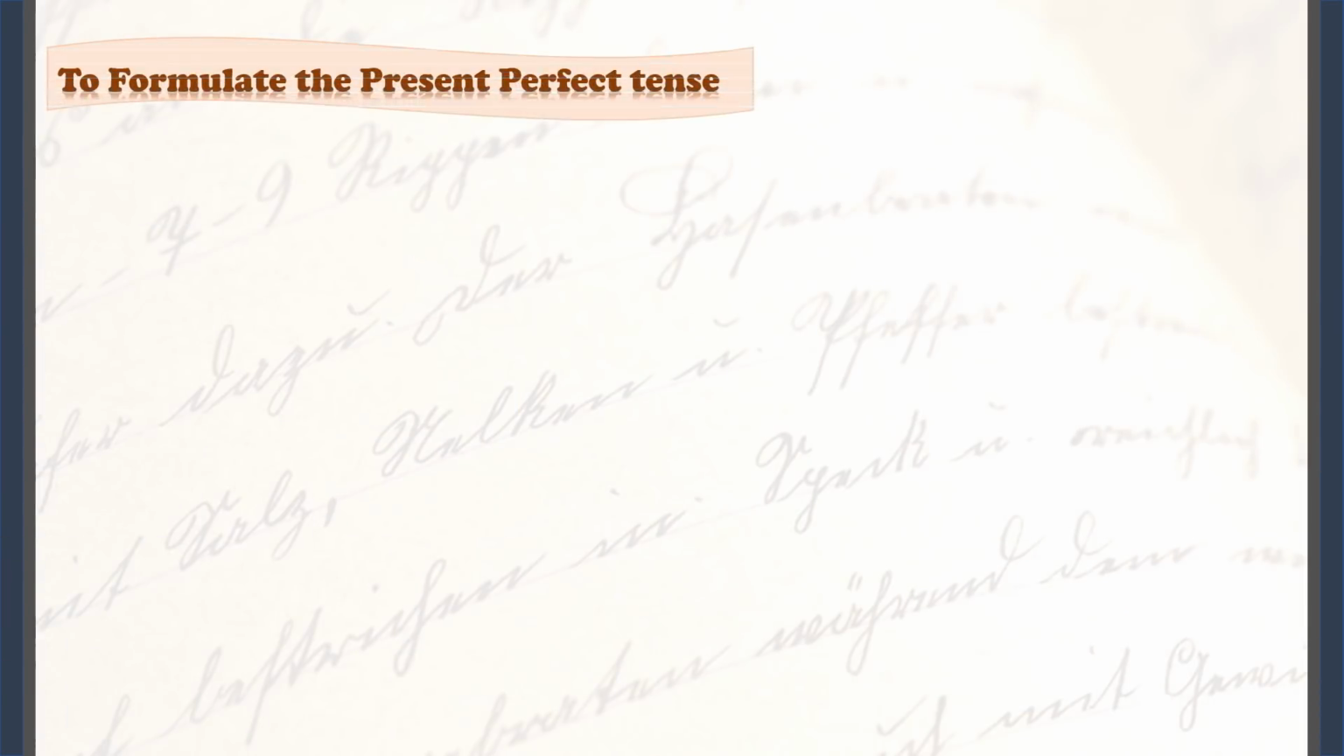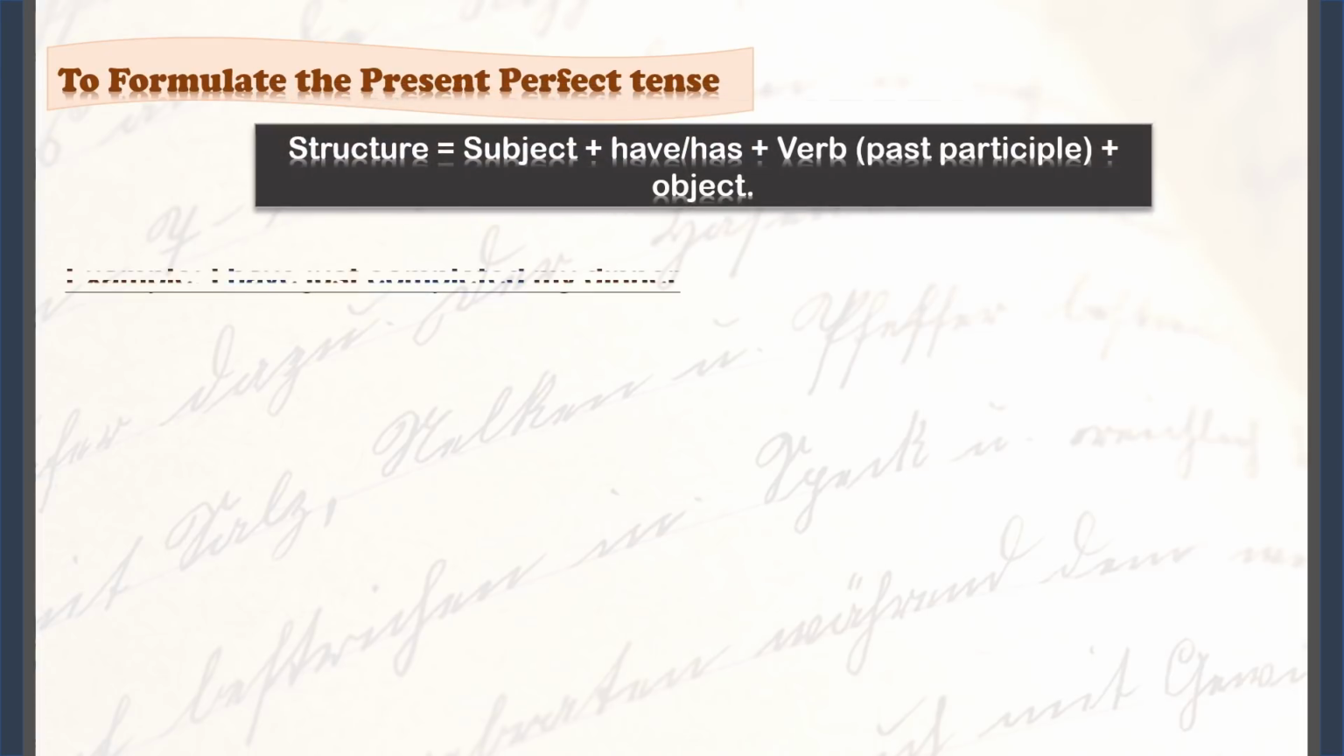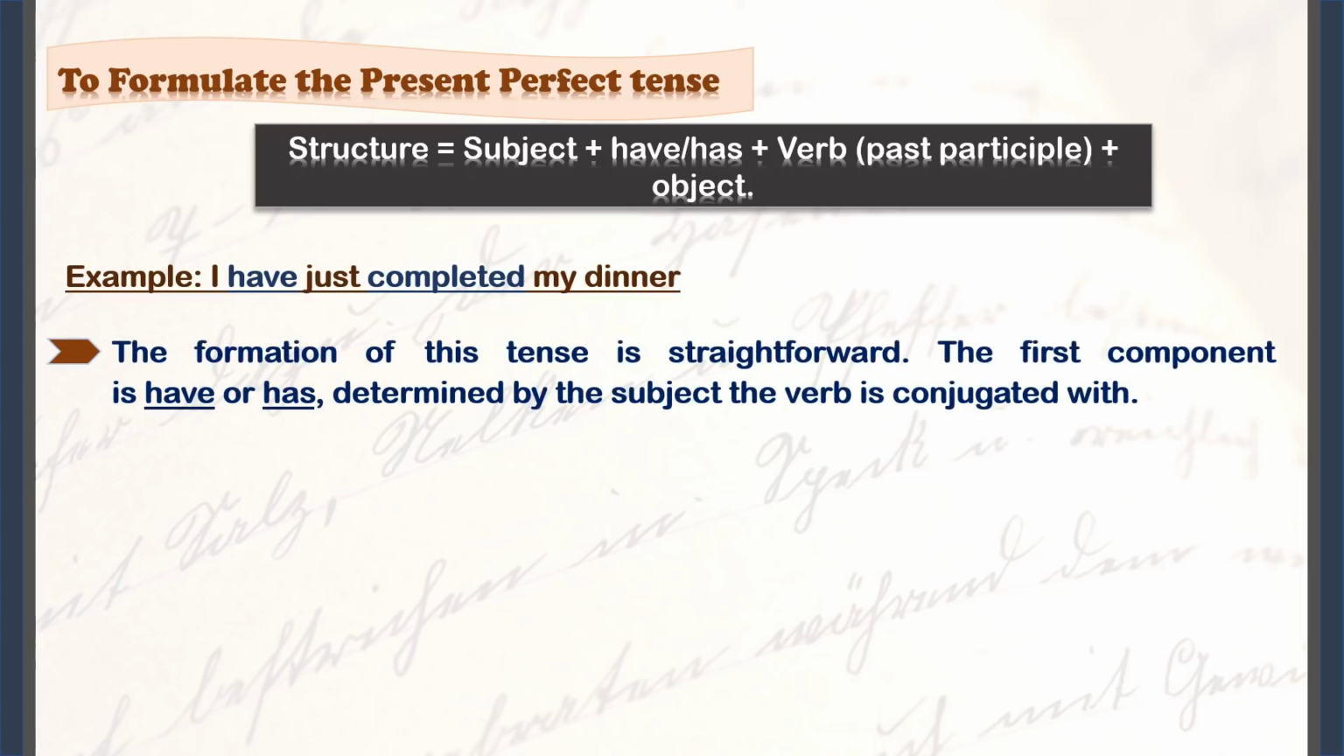Let us look at the structure. Structure is subject plus have or has plus past participle of the verb plus object. For example, I have just completed my dinner. The formation of this verb tense is straightforward. The first component is have or has, determined by the subject the verb is conjugated with.